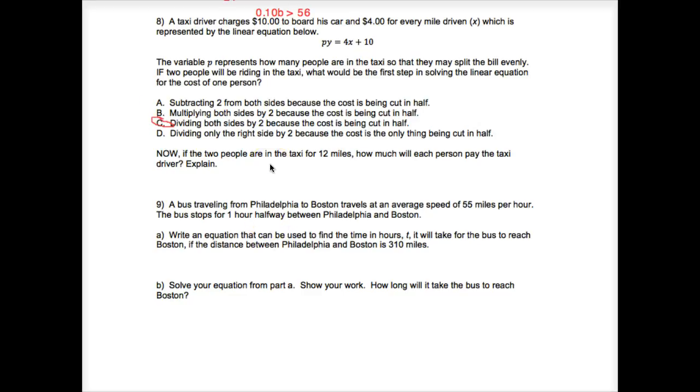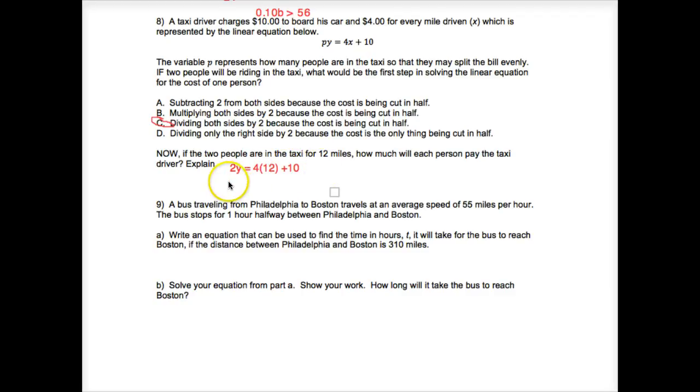Now, if 2 people are in the taxi for 12 miles, how much will each person pay the taxi driver? Now, this one, you need to explain and show work here. So if I take the numbers that they gave me, which are 2 for the number of people, so I put 2 in for P, and then it says 12 miles. Remember that miles is X, so I'm plugging in 12 where X was. Everything else about my equation stays the same. That gives me 2Y equals 4 times 12 plus 10. Remember that Y is the cost per person.